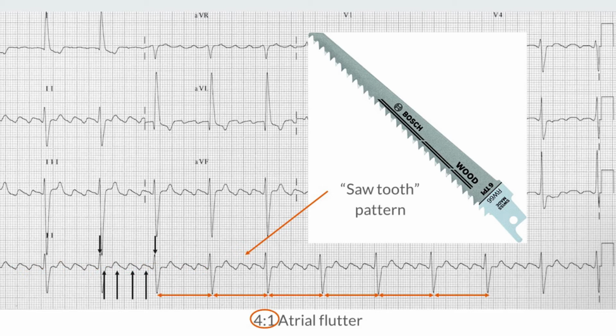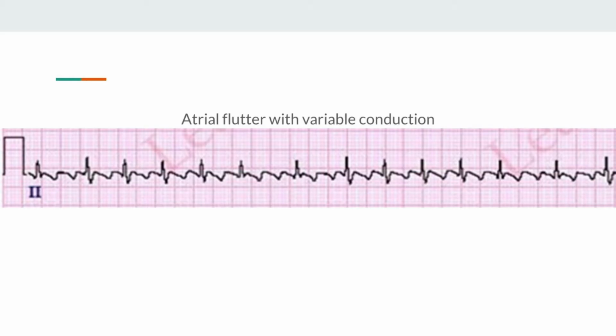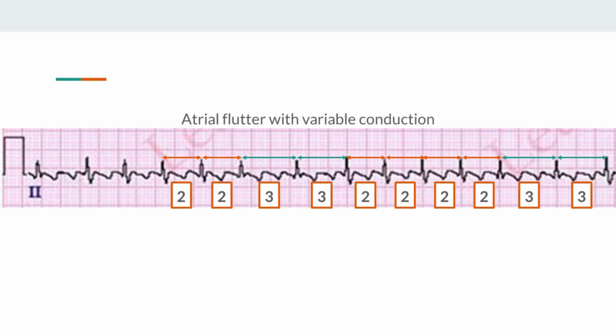This, however, isn't always the case, and rarely you can have what's called atrial flutter with variable conduction. So this is A-flutter since you can see the sawtooth flutter waves. But when you look at the spacing between the QRS complexes, they're a bit uneven at times. In this case, the number of flutter waves is varying between 2 and 3, so this would be an example of variable conduction atrial flutter. Again, these are pretty rare, and 2:1 atrial flutter is actually the most common.